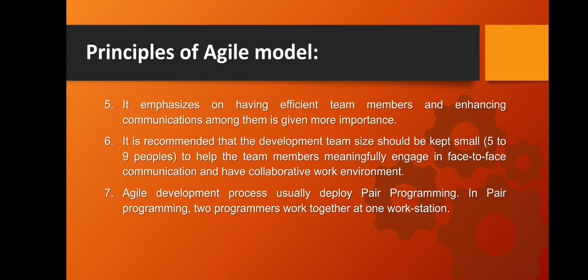Next, and lastly, the agile development process usually deploys pair programming. In pair programming, two programmers work together at one workstation. One does the coding while the other reviews the code as it is typed in. The two programmers switch their roles every hour or so, depending on the agreement between them.